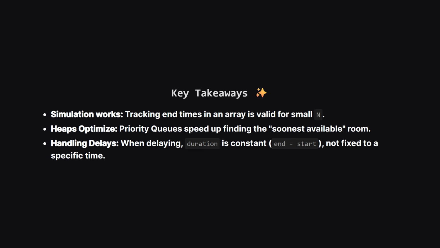So let's wrap it up. We looked at two great ways to solve this. The first was a direct simulation using arrays, which is simple and works well when the number of rooms is small. The second used priority queues to efficiently manage which rooms are free and which are busy, which is much better for scalability. Both approaches require careful handling of the meeting duration when delays happen.